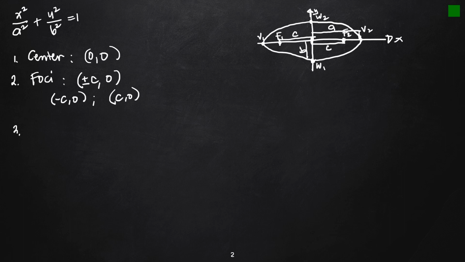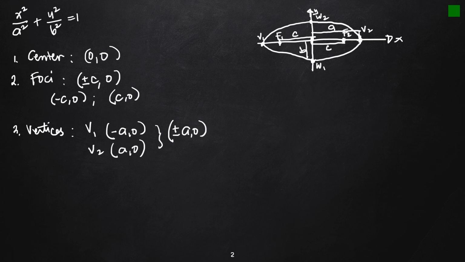Next, let's come now to our vertices, this v sub 1 and v sub 2. The points v sub 1 and v sub 2 are the vertices of our ellipse. If this point to this point here is A, then v sub 1 has coordinates negative A, 0, and v sub 2 has coordinates A, 0. We can just write this as plus or minus A, 0, and these are the coordinates of our vertices.